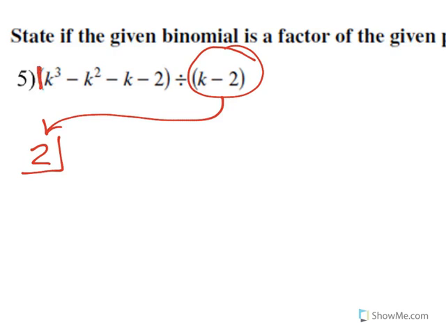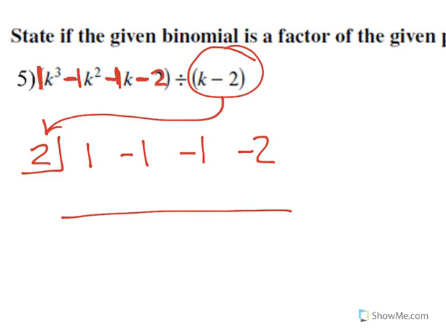So the number in front of this is a 1. This is a -1. This is also a negative 1, and this is also going to be a negative 2. So we're going to write our numbers down: 1, negative 1, negative 1, and negative 2. Now we just follow our steps. Bring down your first number, multiply 2 times 1, and you'll put your answer up here and get 2. Add your columns together. Negative 1 plus 2 is 1.